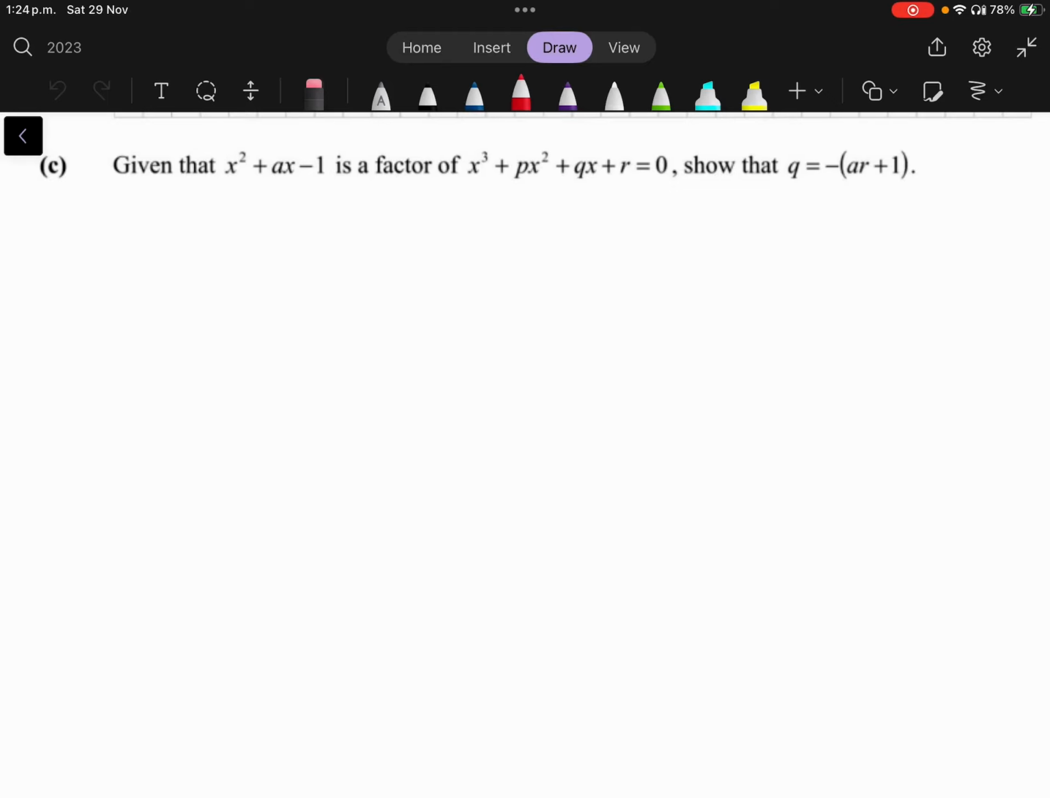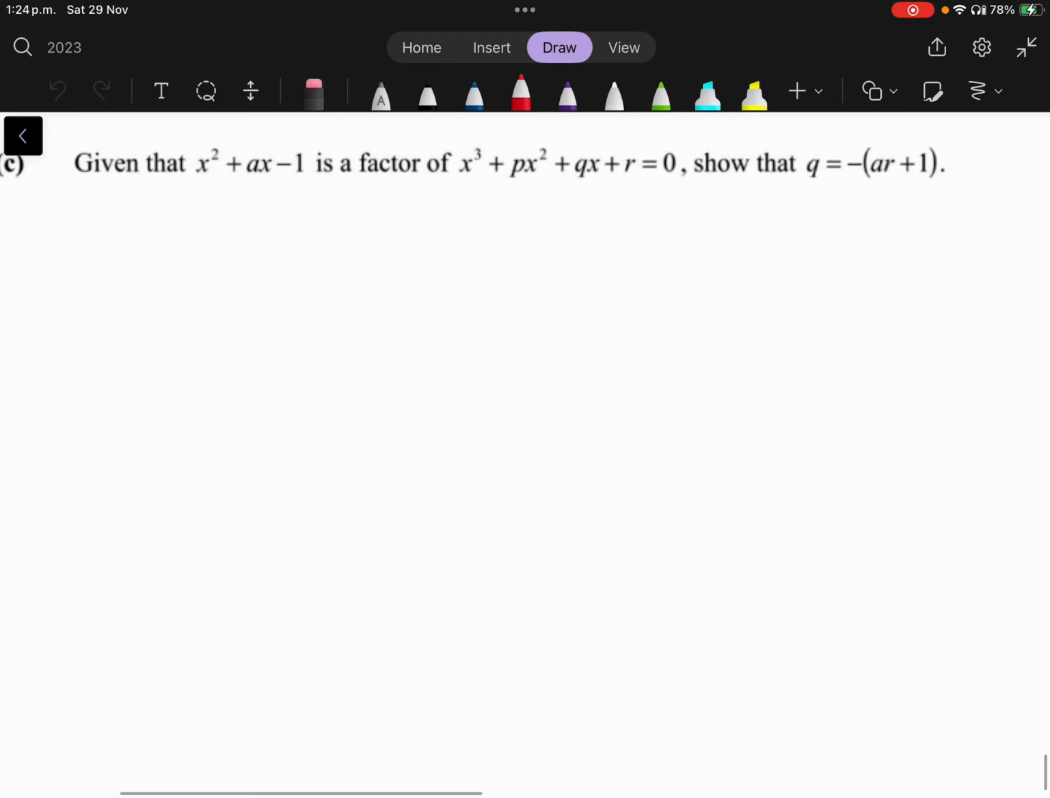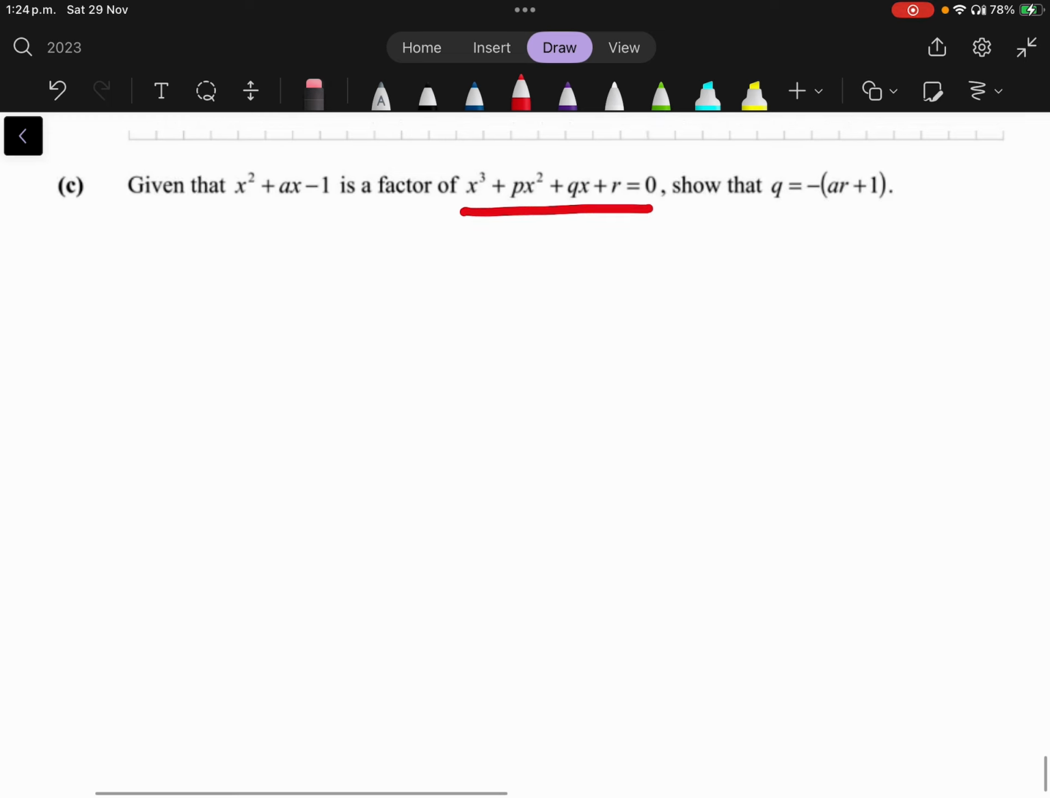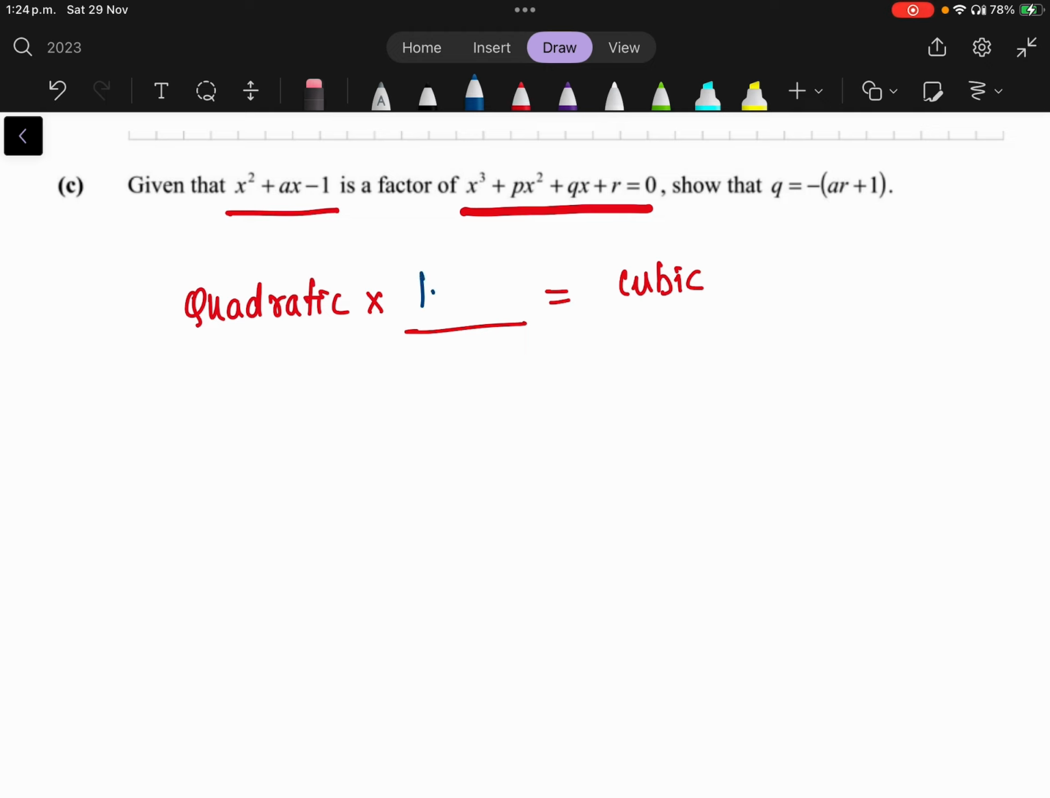Let's see how you can solve this exam question, which is part of algebra. So here what you have is: given that x square plus ax minus 1 is a factor of a cubic equation. So you have a cubic equation here, and here you have a quadratic equation. That is the first thing which you should notice. You have a quadratic equation here, and on the right hand side you have a cubic equation. You should remember this: a quadratic equation multiplied by a linear equation will give you a cubic equation.